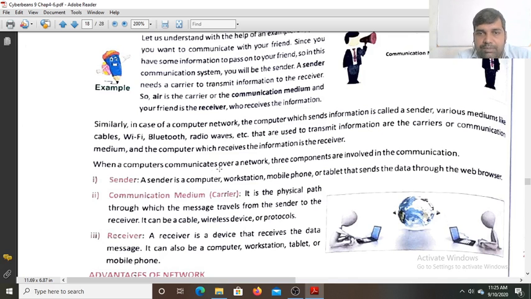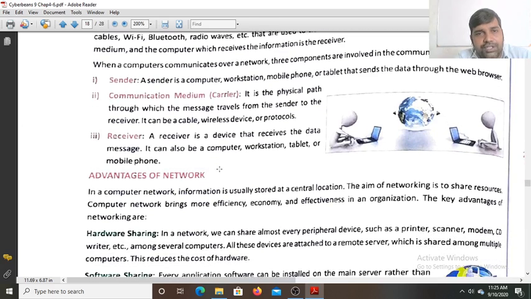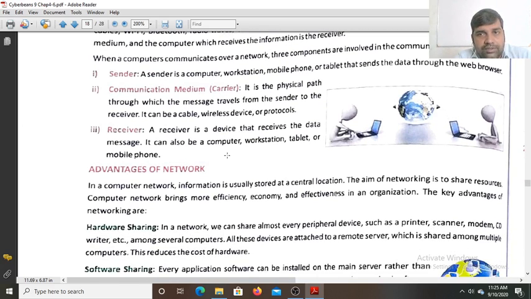So when a computer communicates over a network, three components are involved in the communication. What? Sender. A sender is a computer or workstation, maybe a mobile station or a tablet that sends the data through the web browser. That is one component, the sender. The second component is the medium, that is the carrier communication medium. It is the physical path through which the message travels from the sender to the receiver, and that physical path can be a cable, wireless device, or protocols.